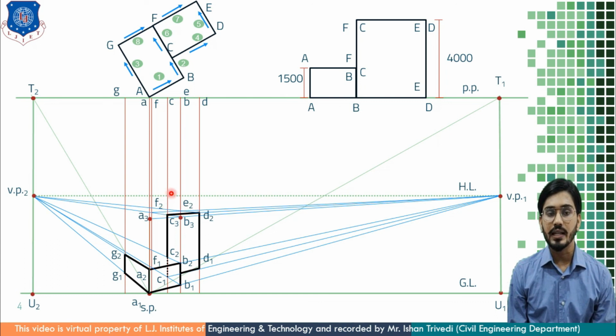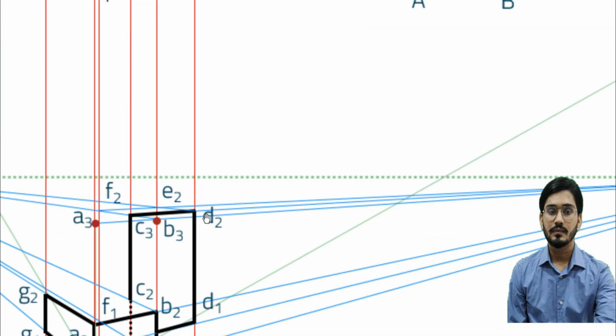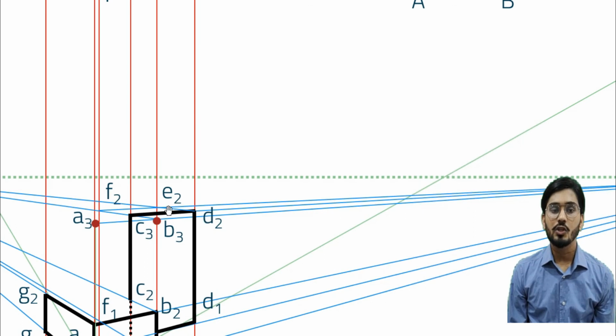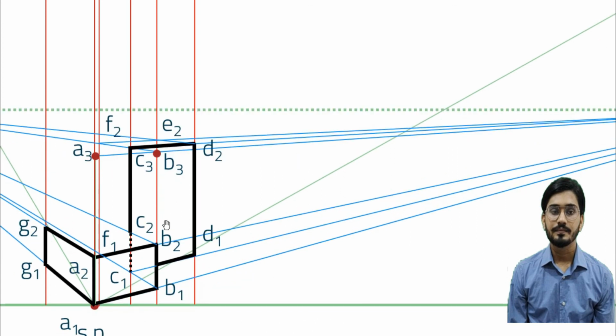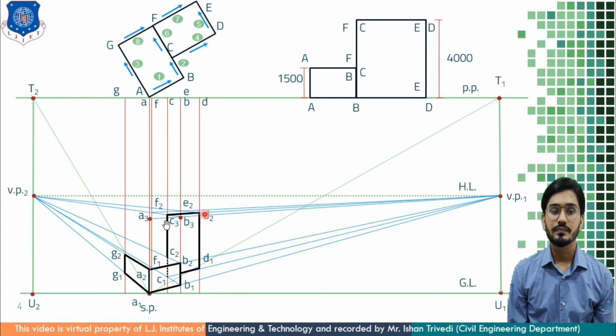And if you are correct here, you can see here, if your drawing is true, then you will get this line at the right point. And I am going to darken this line and get the proper shape.